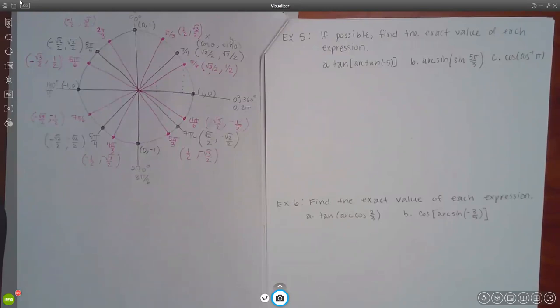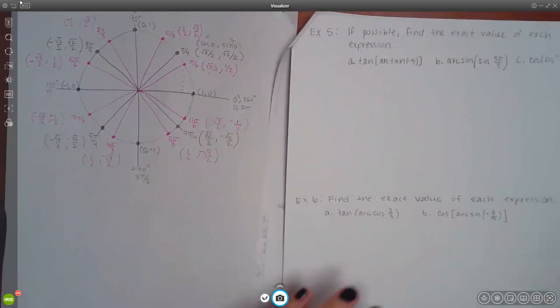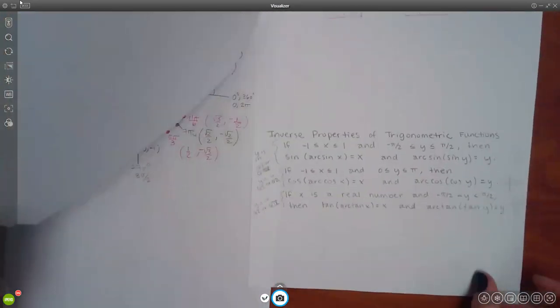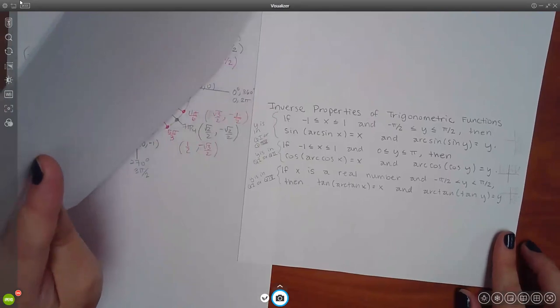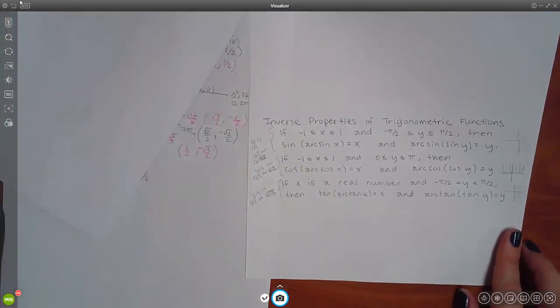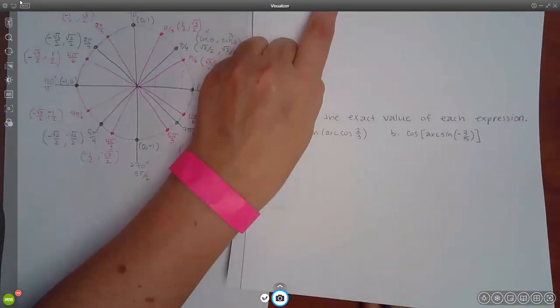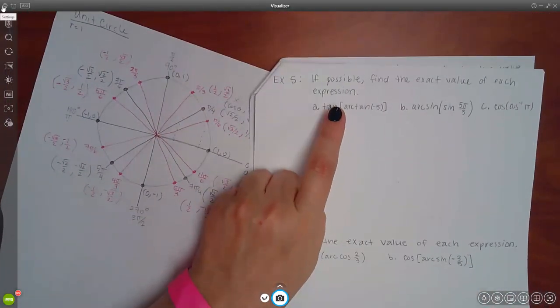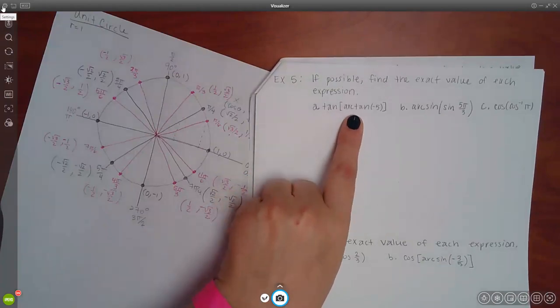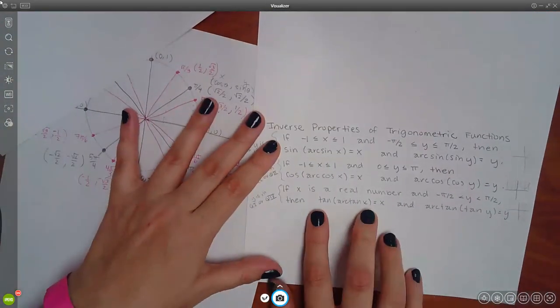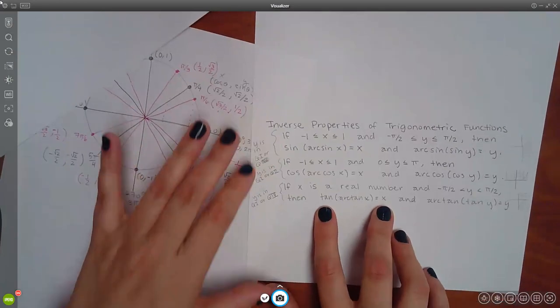About number five. Was there a restriction on tangent? Let's look at that little table again. And that table you will have. This little number in here, right? Notice on my problem, I have tangent on the outside and an arctan on the inside.